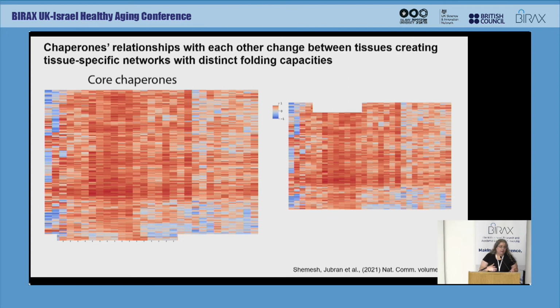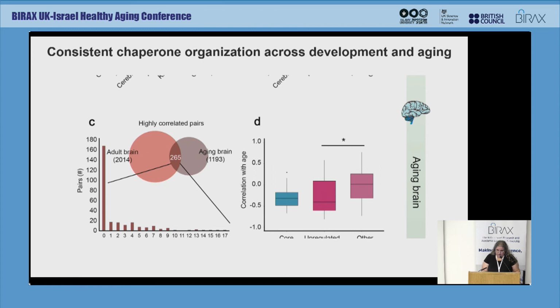So if I have a chaperone in one tissue, it will interact with a set of proteins, but in different tissues, it will interact with a different set of chaperones, and therefore create a different network that will have a different functionality and different capacity.